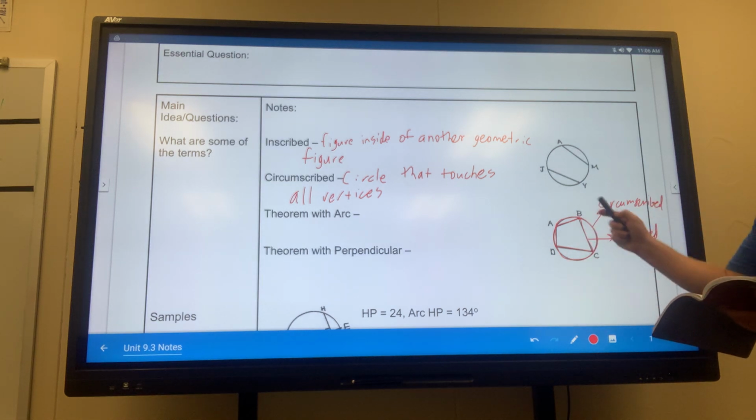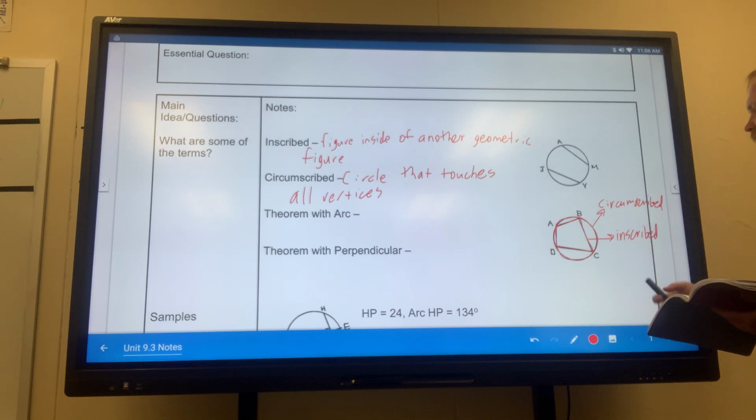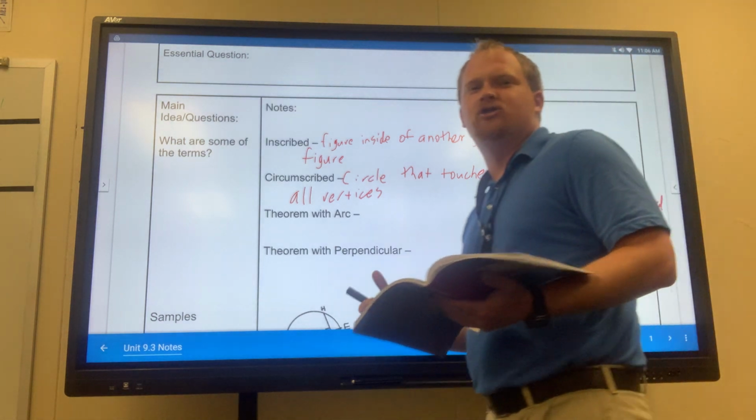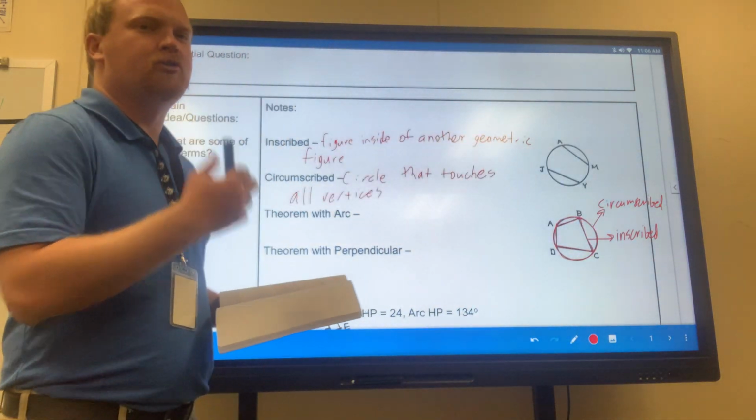Circumscribed is the circle that has a figure inside. Inscribed is the figure that is inside. And it could be any sort of shape. It just happens to be a quadrilateral in this case.